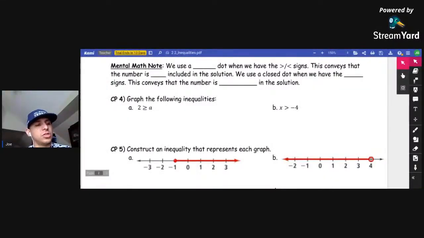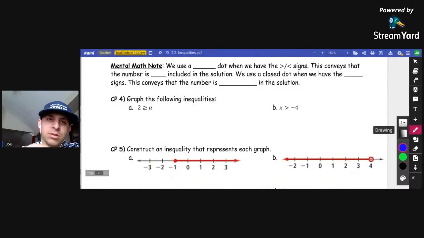Welcome back. If you just finished up Linear Inequalities Part 1, we left off with graphing linear inequalities, very straightforward ones. So I wanted to pick up at Part 2 with a little mental math note, just so that we can make sure we're reinforcing that concept that we will use an open dot when we have the greater than or less than signs.